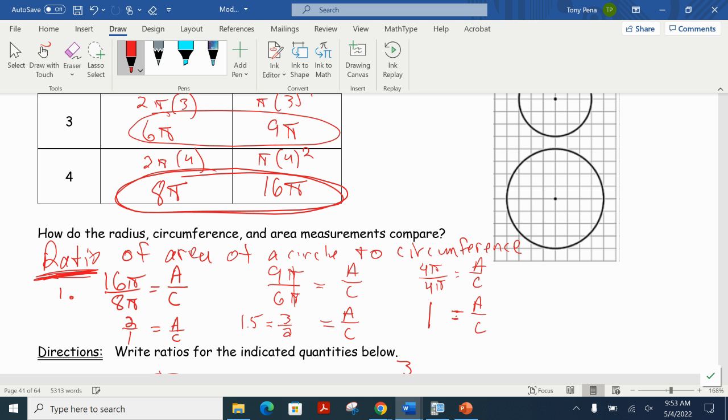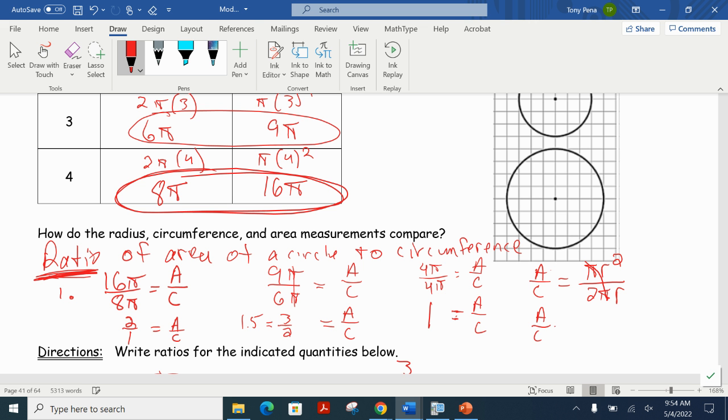All right. However, let's say we did this. If I'm going to do area over circumference, can't we use the formulas? Area is pi r squared. The circumference is 2 times pi times r. Pi divided by pi would cancel.